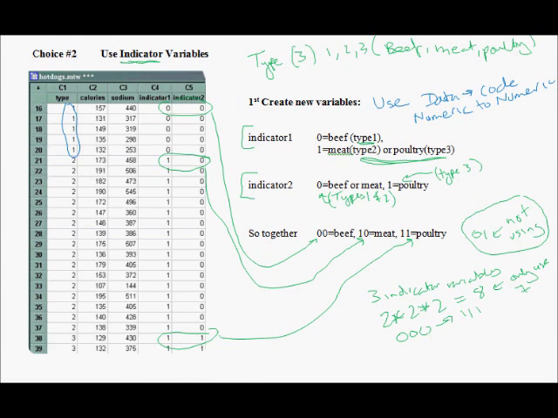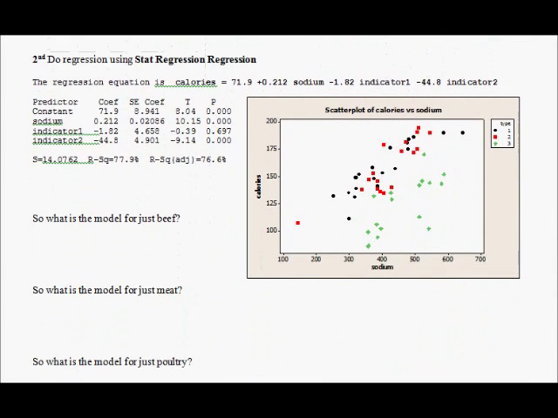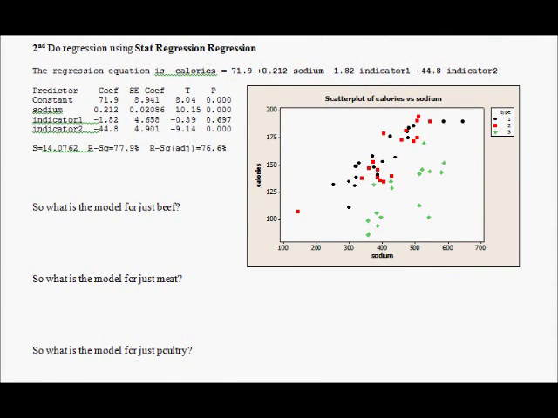So now what we can do is run a regression on this. Just to show you, I'm not going to worry about best subsets right now. I'm just going to show you what happens when you do this. So I'm just going to do stat regression, with calories as my y, sodium as one x, but now indicator 1 and indicator 2 as my other two x's. And we'll see what that gives us. And we'll see if that's actually the best thing. Actually, it's an okay thing, it's not the best thing. We'll see what the best thing to do is.